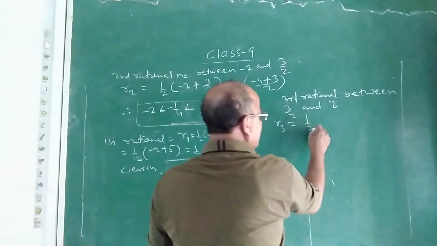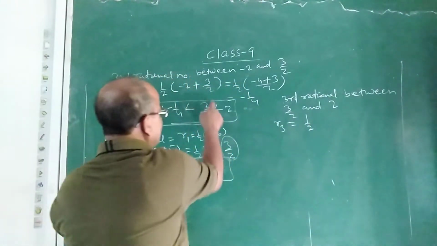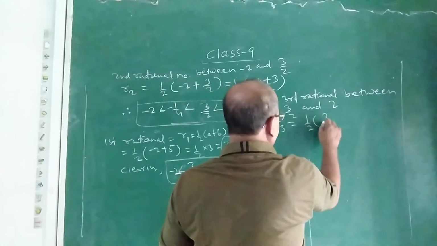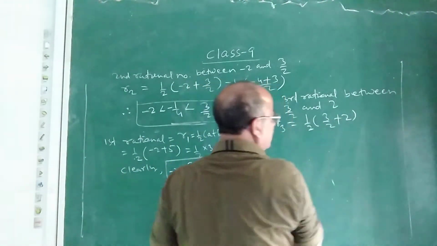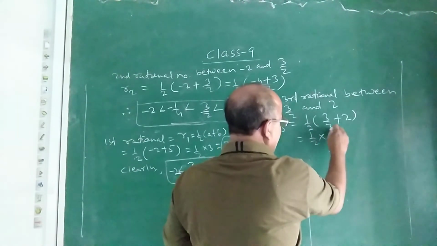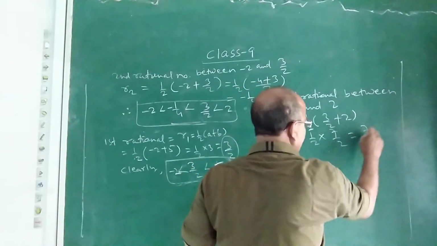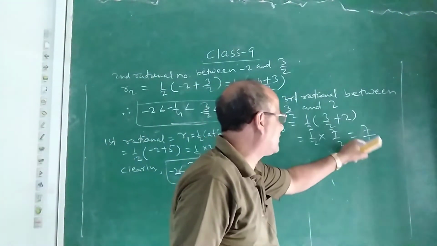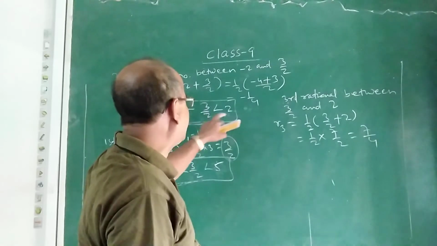Same process, half into A plus B. A is which one? This one is A because this is less than 2. So in place of A you put 3 by 2, in place of B you put 2, and you simplify. This will be half into 7 by 2, which will be equal to 7 by 4. So 7 by 4 is the third rational number lying between 3 by 2 and 2.